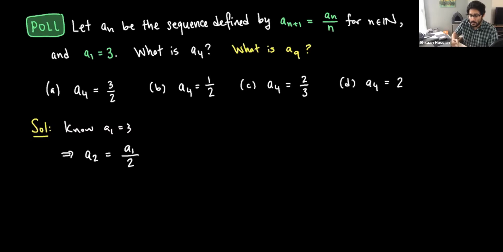Is it A1 divided by 2 or A1 divided by 1? Which is it? It's 1, right? The index of this numerator has to match this n. You have to pay close attention to this formula. Play a little bit of matching here. So it's not A1 over 2, it's A1 over 1, which is just 3.